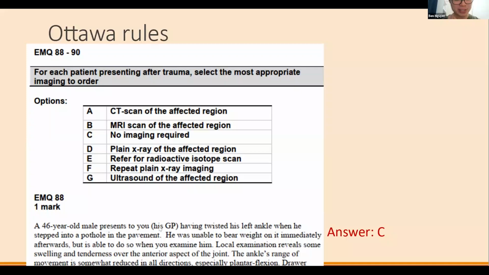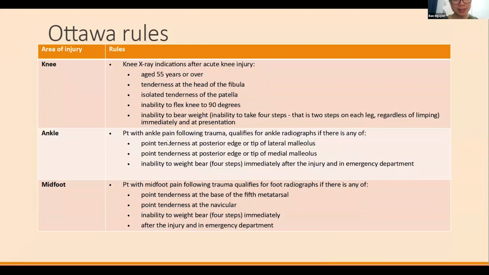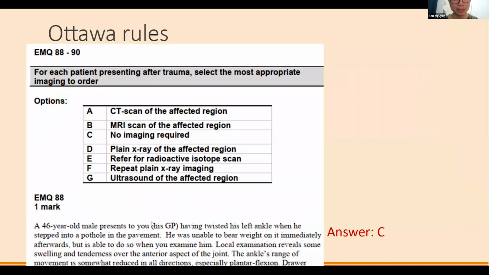If you've just got swelling and tenderness in one area of the joint, just the anterior aspect, then it's less likely going to be a fracture. Whereas if you've got pain and tenderness on multiple areas of the foot, then you're more concerned about a fracture. So basically, the more areas that are in pain, the more likely it is that it's going to be a fracture.